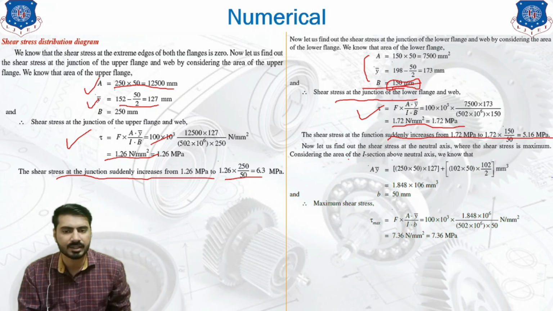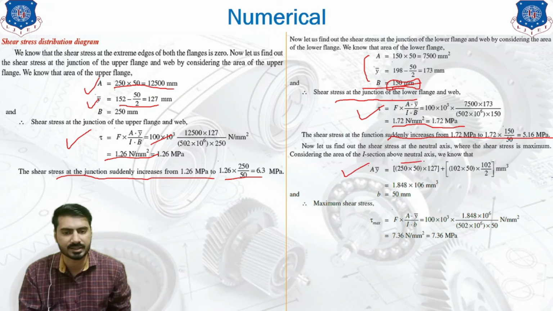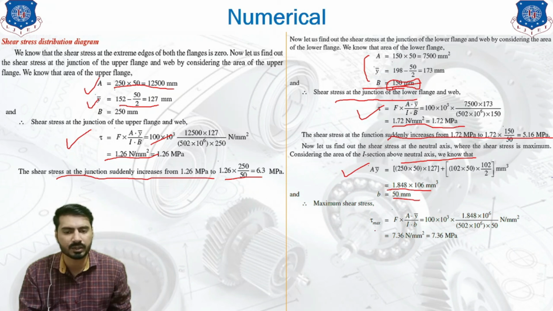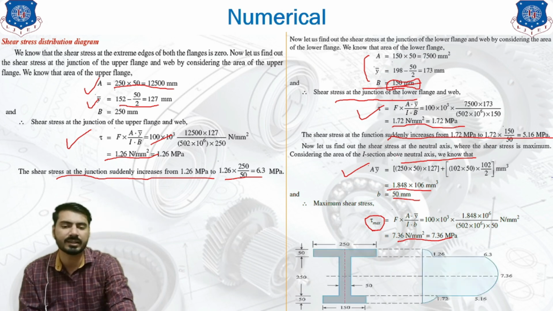So finally, we need to calculate the maximum shear stress at the neutral axis. So at the neutral axis, we need to find out the A Y bar separately. So A Y bar has been calculated as 1.848 into 10 raised to 6 and B is 50. If you put all this value for the calculation of maximum shear stress using the same equation, then you will simplify this answer in terms of 7.36 megapascal. So we got all the data that is required.